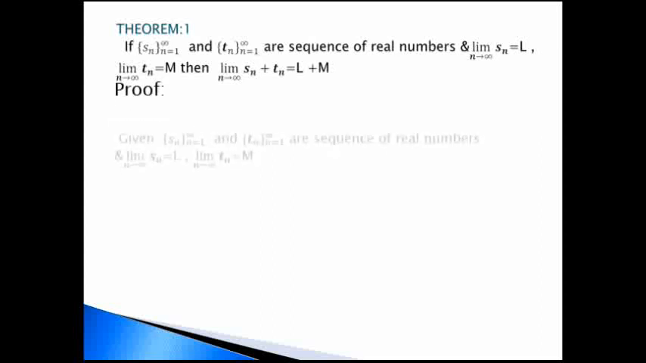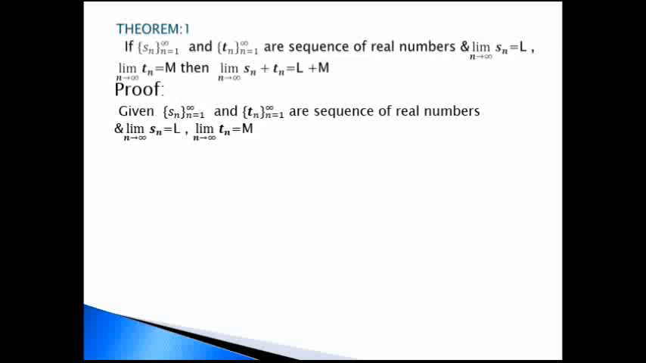Given sequence Sn and sequence Tn are two sequences of real numbers, and given limit n tends to infinity Sn equal to L and limit n tends to infinity Tn equal to m. Since limit n tends to infinity Sn equal to L, which means Sn is a convergent sequence, it has limit L. And also since limit n tends to infinity Tn equal to m, that is Tn is a convergent sequence, it has limit m.